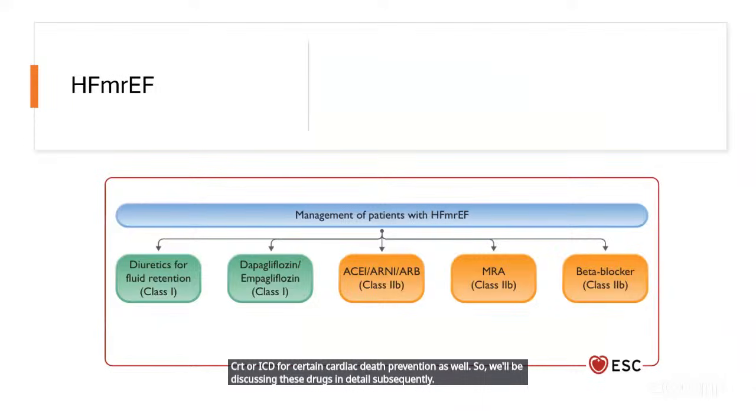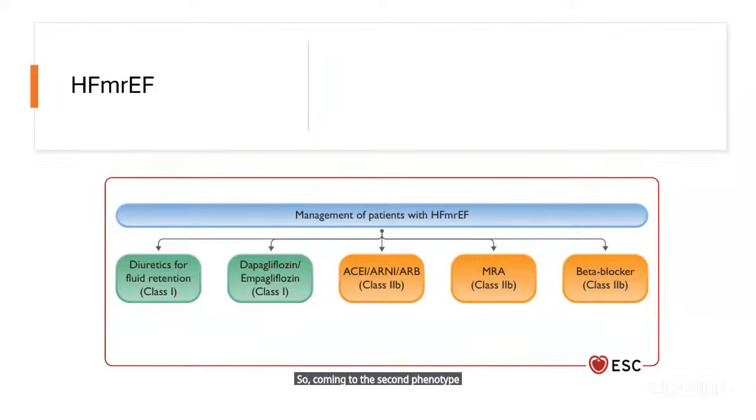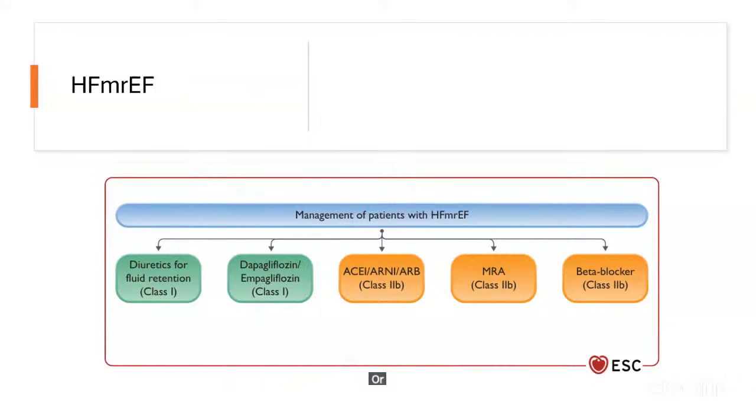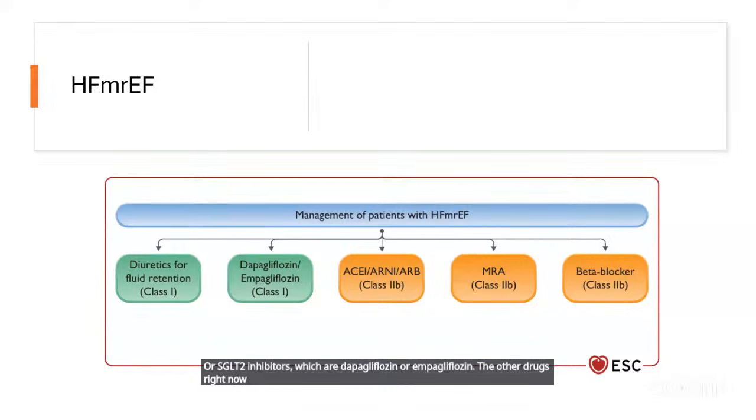Coming to the second phenotype, which is mildly reduced ejection fraction, that is when the EF is 40 to 49%, the maximum evidence right now is in the form of either diuretics for fluid retention or SGLT2 inhibitors, which are dapagliflozin or empagliflozin. The other drugs right now just have a class 2B or a very weak recommendation for mildly reduced EF.